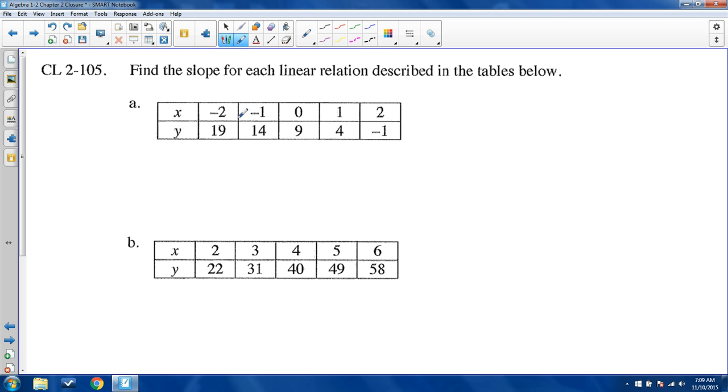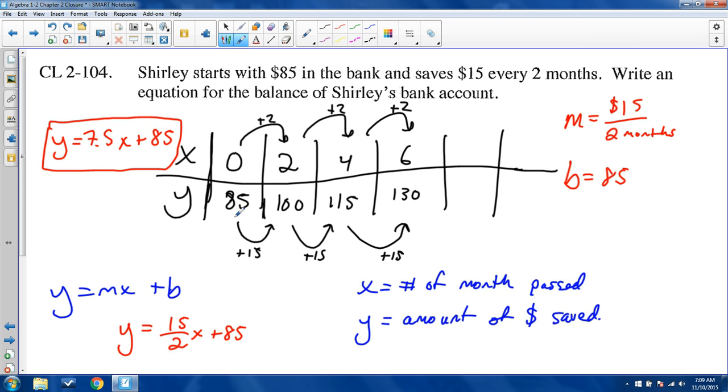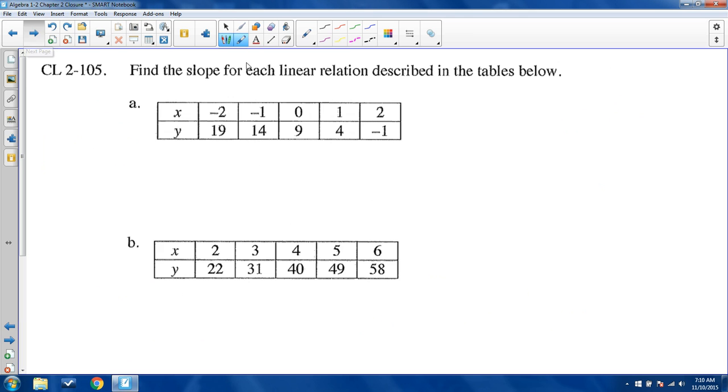Number 105, find the slope for each linear relation described in the tables below. So that's why it was important. I was talking about this last one right here. We wanted to see how much we rose in y values in comparison to how much we ran in our x values. We're going to do the same thing here with these sets of problems. Here we have some different points, and you have to remember these are points just like the ones that we saw in the very beginning. Like this is a point, -2, 19, -1, 14, 0, 9, 1, 4, and 2, -1.